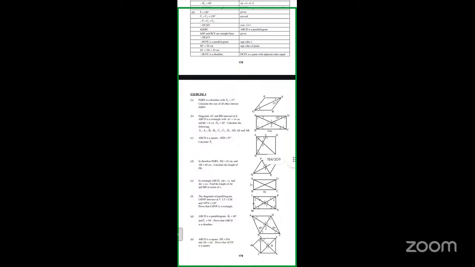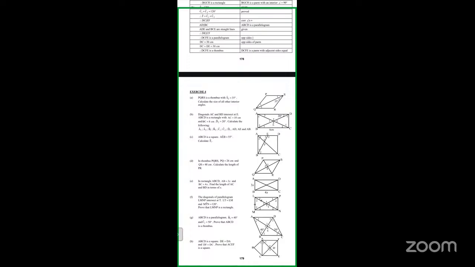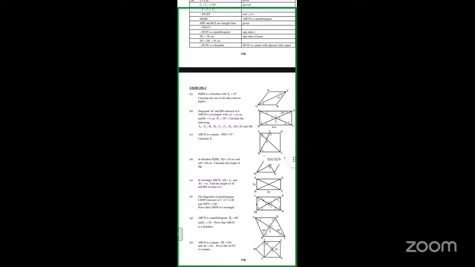Are you guys okay with those properties so that we can go to the problems? Yes, sir. Okay, thank you. So we have exercise 4. Is my zooming okay, or should I zoom in or out a little bit? Is it okay? Hey guys, is my zooming okay? Yes, sir. Oh, okay.